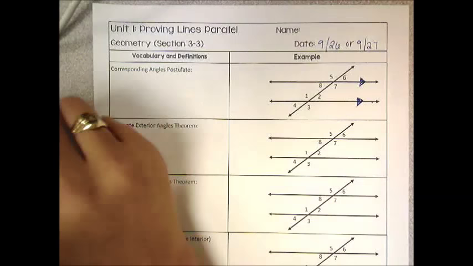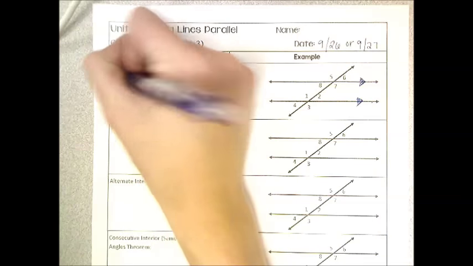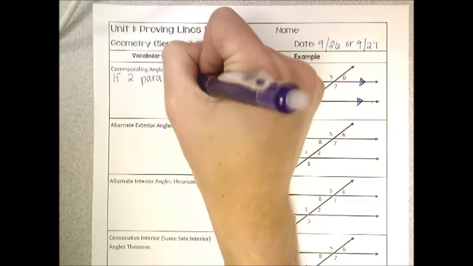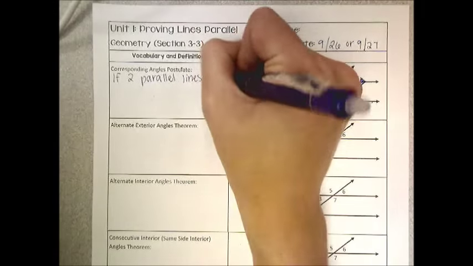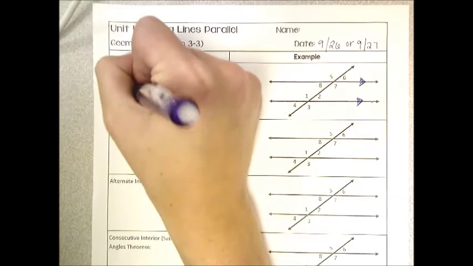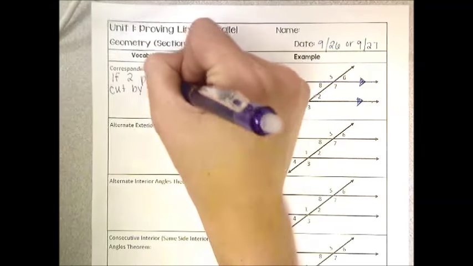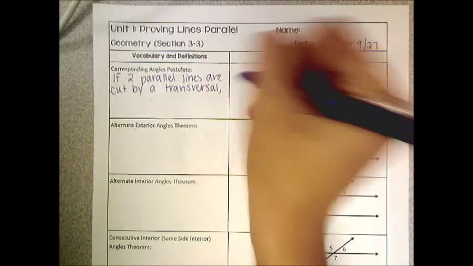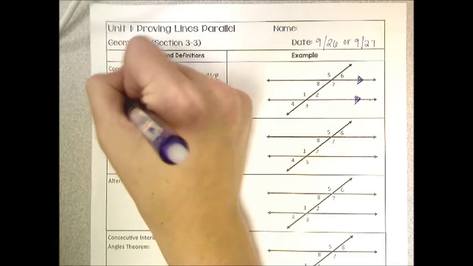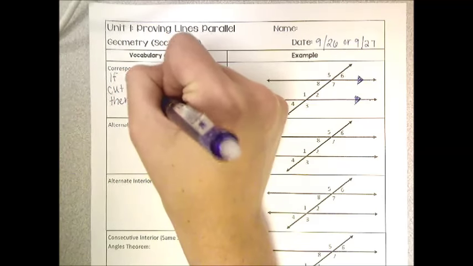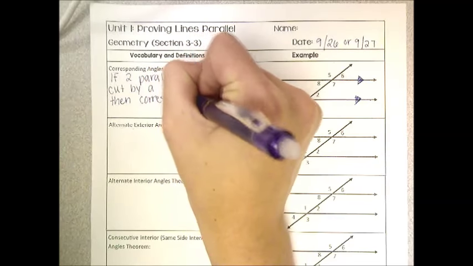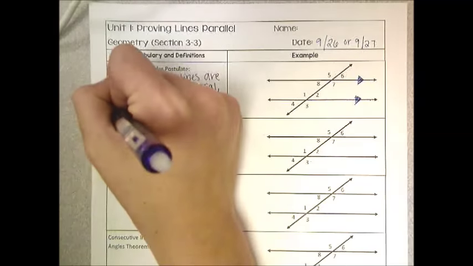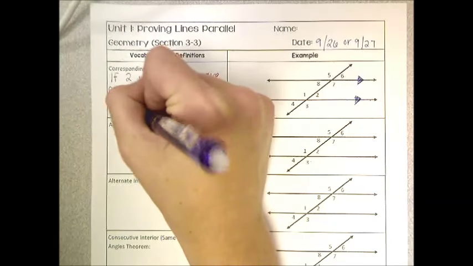So our corresponding angles postulate says if two parallel lines are cut by a transversal, then corresponding angles are congruent.